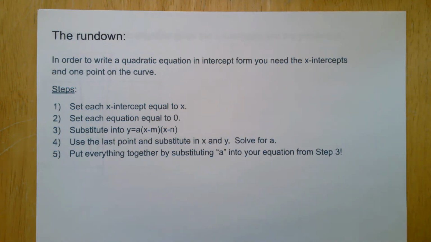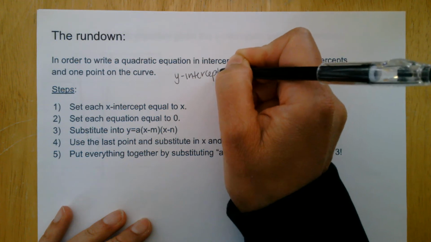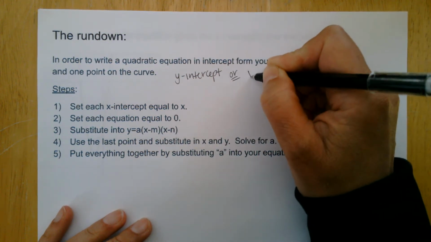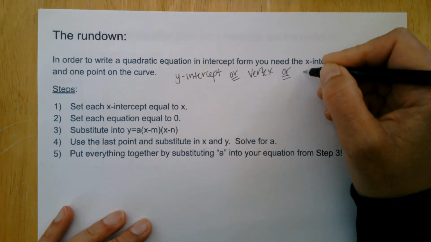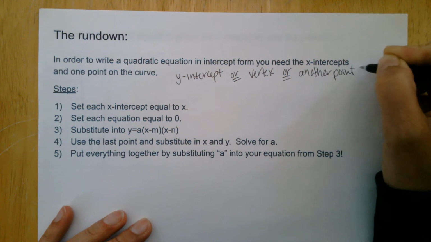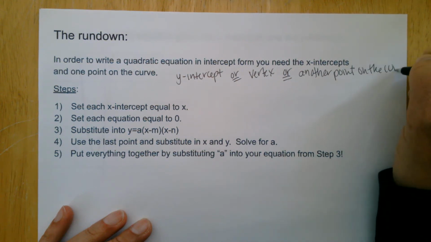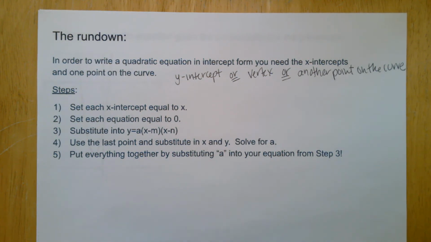So in order to write a quadratic equation in intercept form, you need the x-intercepts and one point on the curve. This point could come from the y-intercept, or it could come from the vertex, or it could come from just another point on the curve. So we have a couple different things that we can choose from.